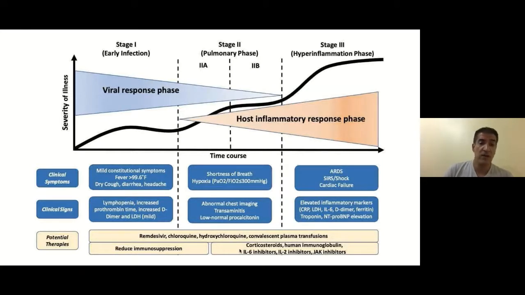In the second stage, most patients will recover, but some will progress to what we call the pulmonary phase, where there is an interaction between direct viral damage to the lung and the host inflammatory response. This phase is mainly characterized by shortness of breath, hypoxemia, and chest infiltrates on imaging. The majority will recover as well. However, the unlucky minority will progress to the 3rd phase, the hyperinflammation phase, characterized by an intense inflammatory response with ARDS, shock, and multi-organ system failure.